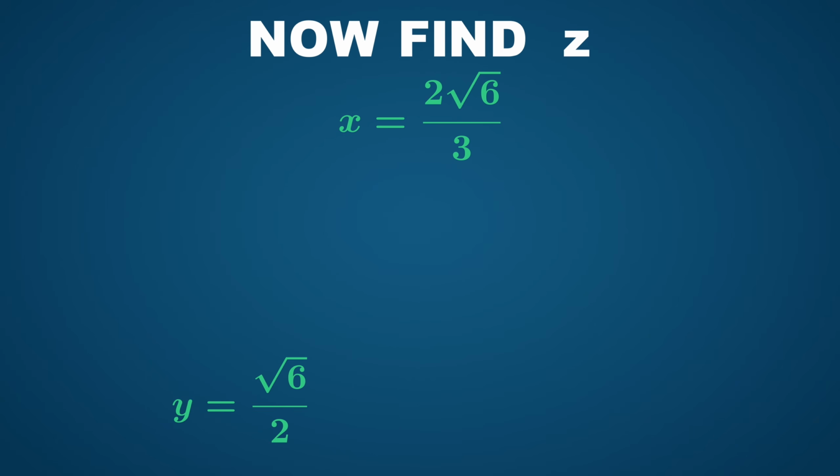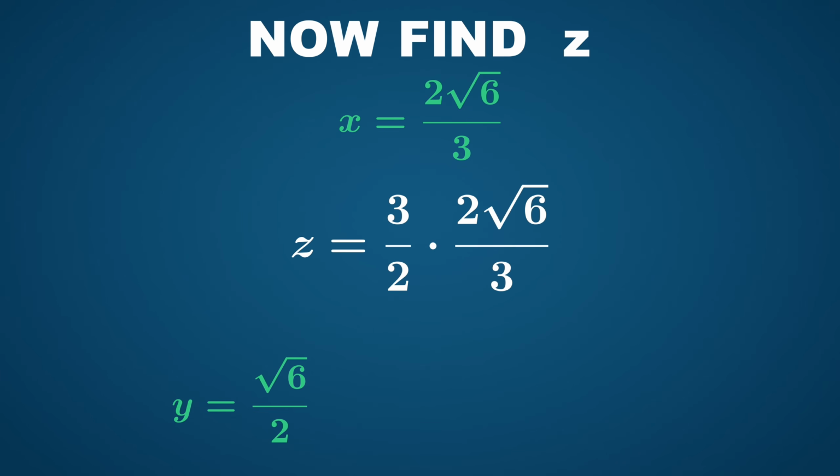Now we must find the corresponding value for the final variable z. We previously found that z equals 3 times x divided by 2. We plug in our positive value for the variable x once again here. We have 3 halves multiplied by 2 root 6 divided by 3.